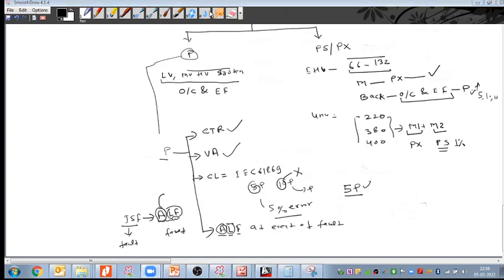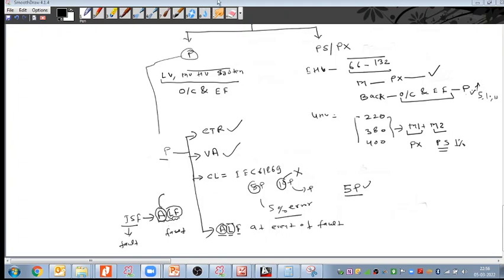Correct. We can say it like that also: the factor up to which accuracy is guaranteed by the manufacturer. Beyond that limit, the accuracy is not guaranteed by the manufacturer. The error may increase to any value, which is not tested at the factory.